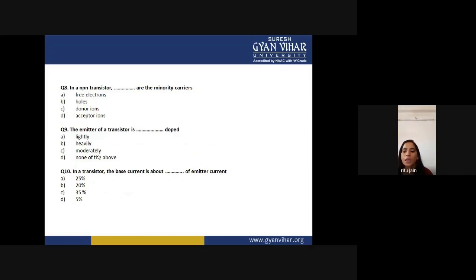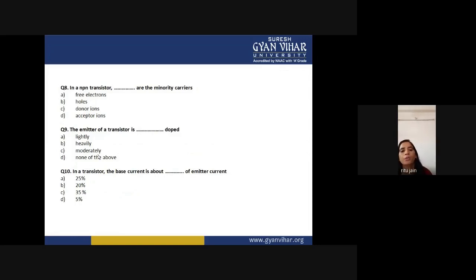These are the objective questions based on your lecture. So this is all about the transistor. Let us revise in one or two more minutes what a transistor is. A transistor is a semiconductor device. It has three layers and three terminals: base, collector, and emitter. The emitter is the heavily doped layer, the base is the lightly doped layer, and the collector is the moderately doped layer.